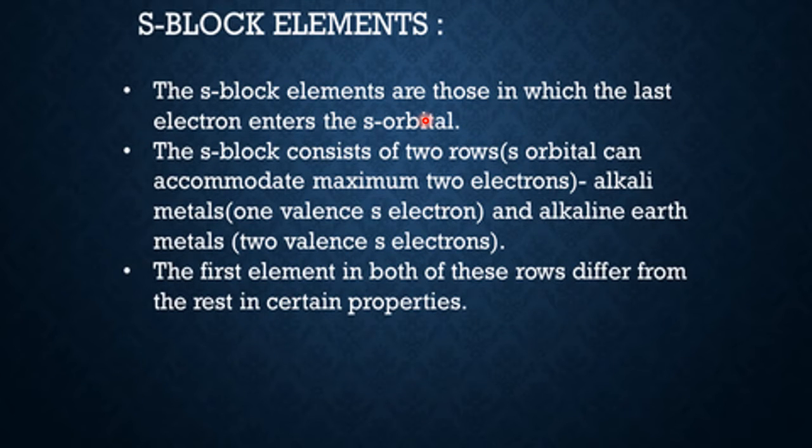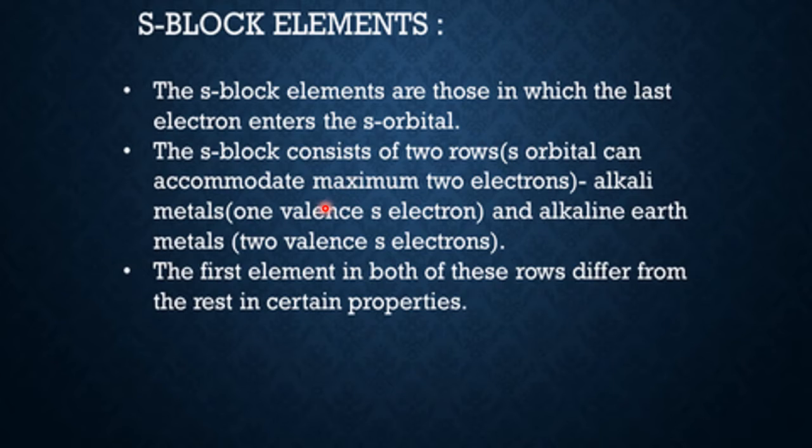The S block elements are those in which the last electron, the outermost electron, enters the S orbital. Sodium, atomic number 11: 1s2, 2s2, 2p6 and 3s1. The 11th electron enters the S orbital, therefore it is classified under S block elements. In the same way, elements where the outermost electron enters the S orbital are classified under S block elements. The S block consists of two rows, group number 1 and group number 2.